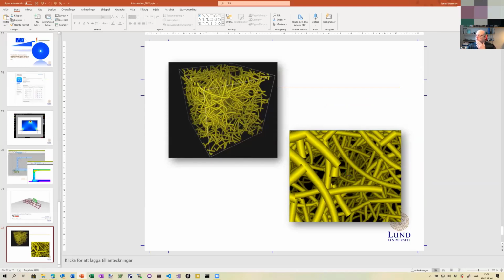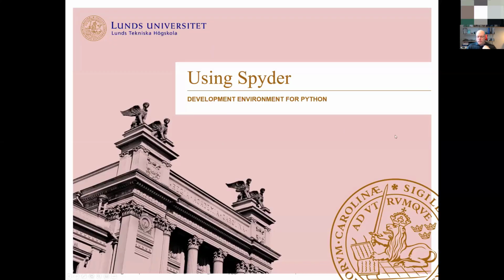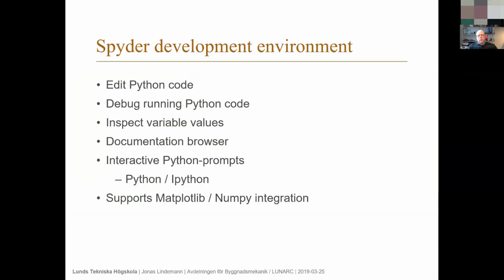I want to show the development environment that we are going to use. In Anaconda, there is a development environment called Spyder, which is very similar to the MATLAB environment, the MATLAB editor. In this, you can edit Python, you can debug running Python code, you can inspect variable values. There is a built-in documentation browser. There is an interactive Python prompt you can use, and you can also use plotting directly inside this environment.